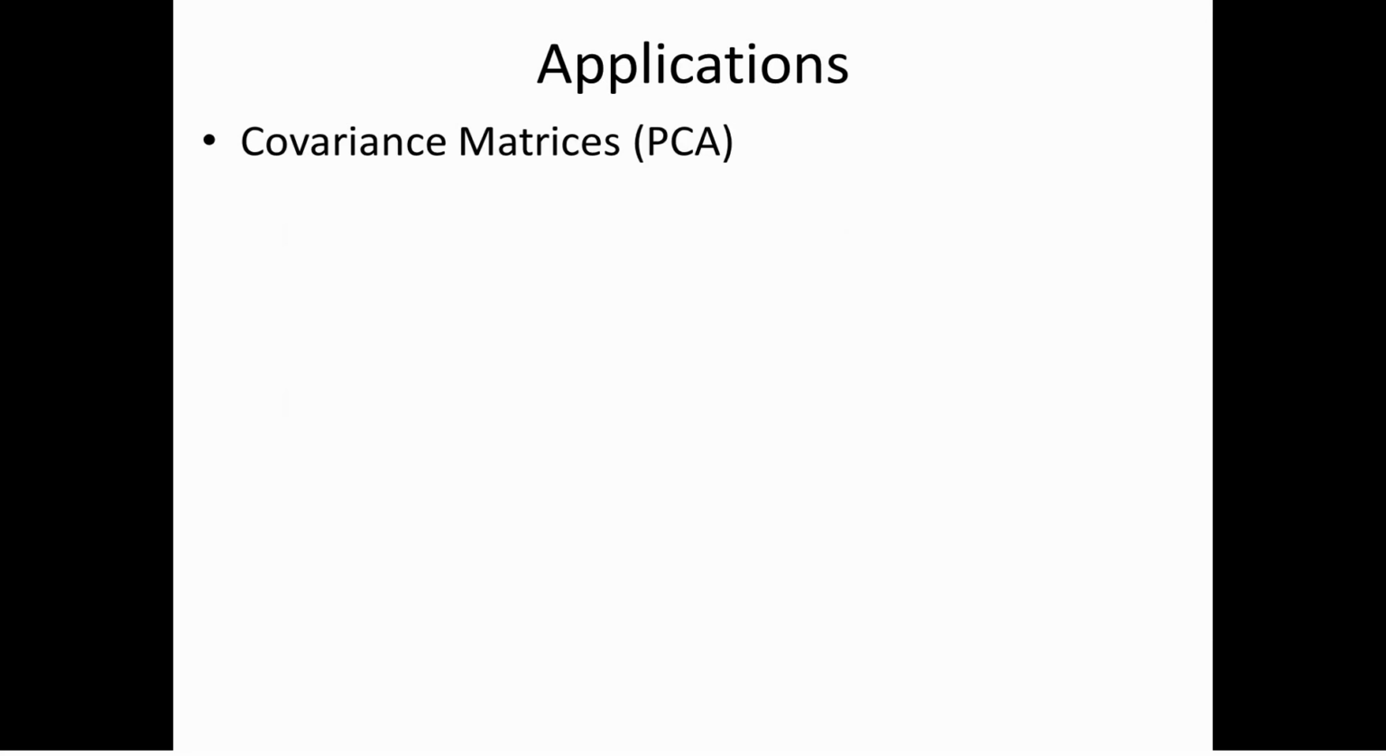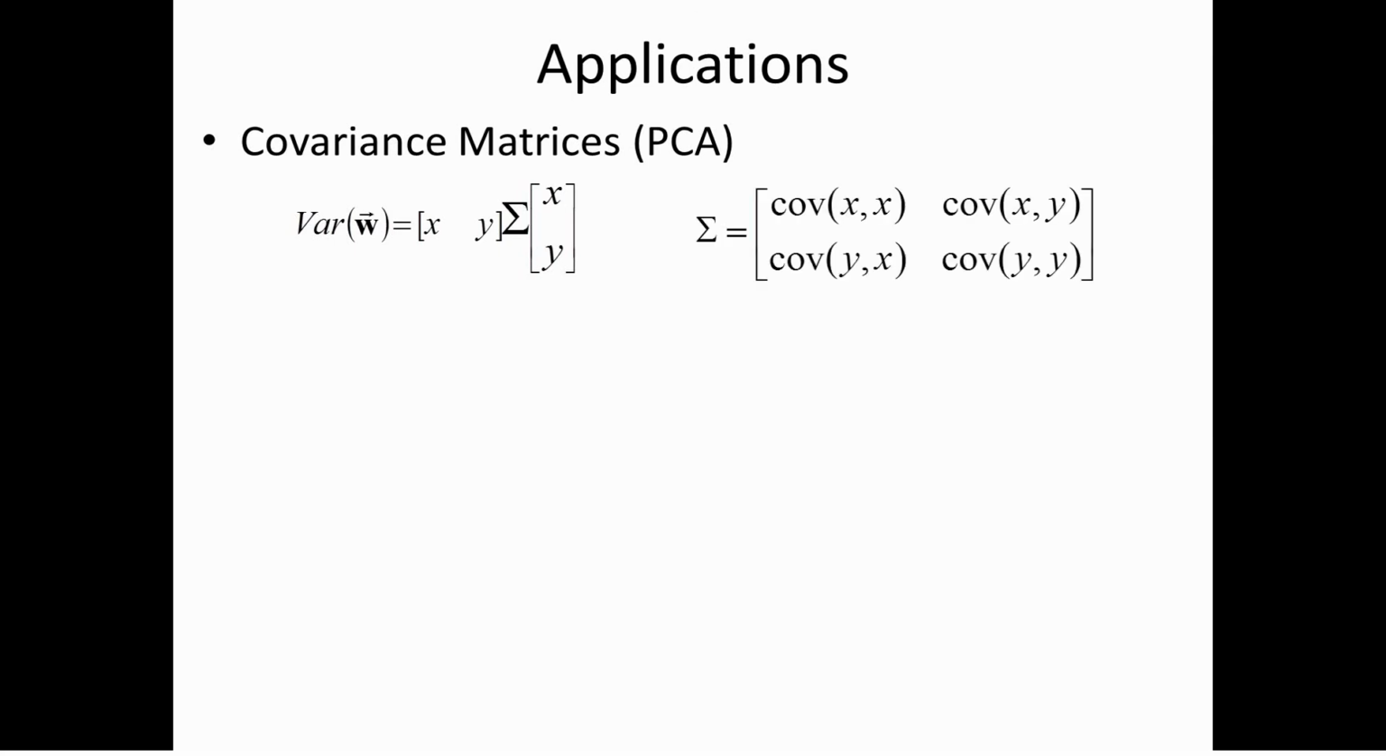Okay, a second application we're going to do is when we're looking at covariance matrices, when we're doing principal component analysis. And if we look at the variance of some random vector w that is basically a vector of two random variables x and y, we know that the covariance matrix looks as follows, okay, where sigma is the covariance matrix. It's a symmetric matrix, which is very important.